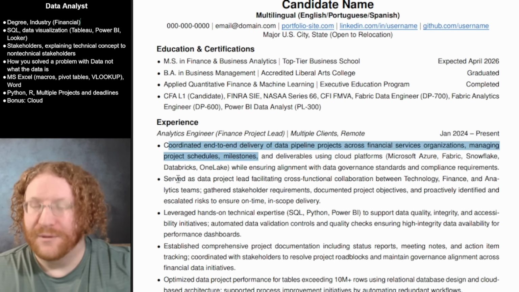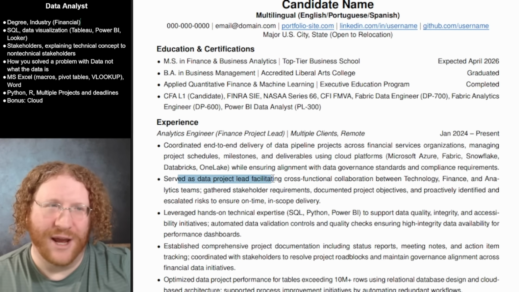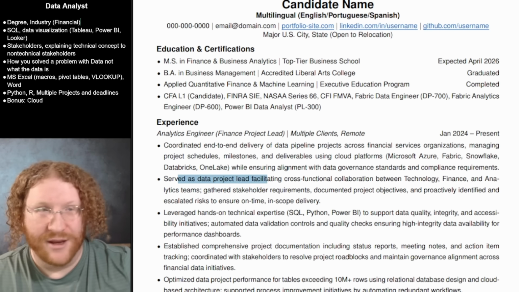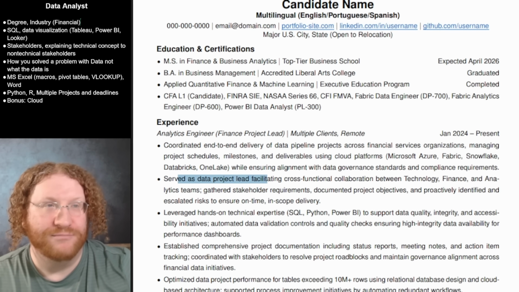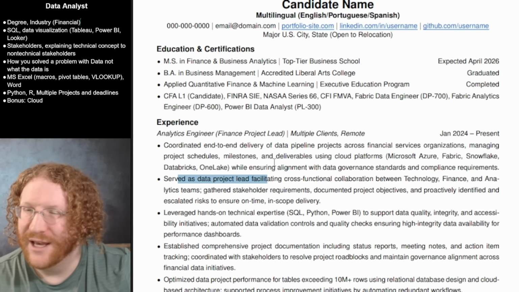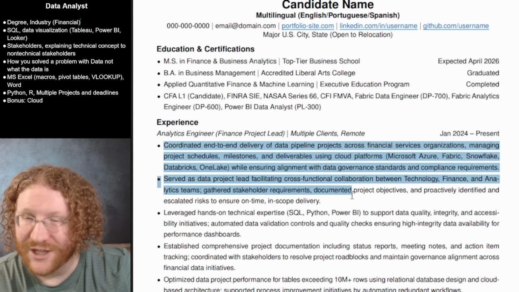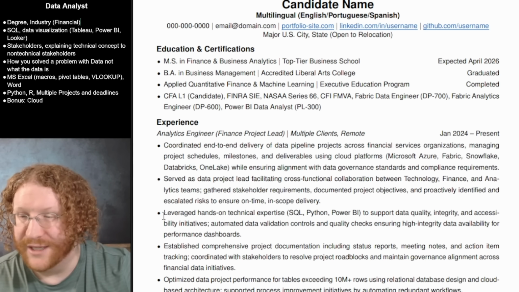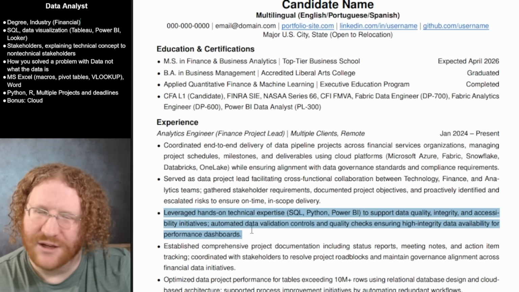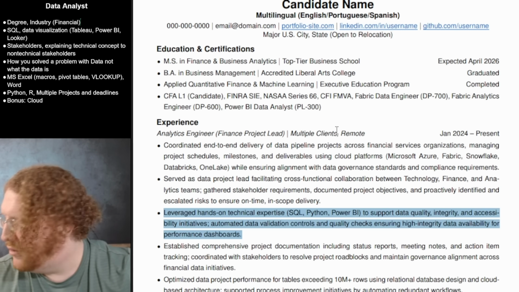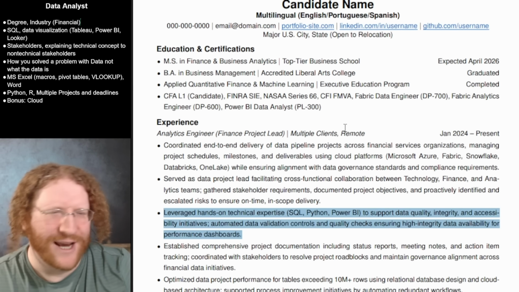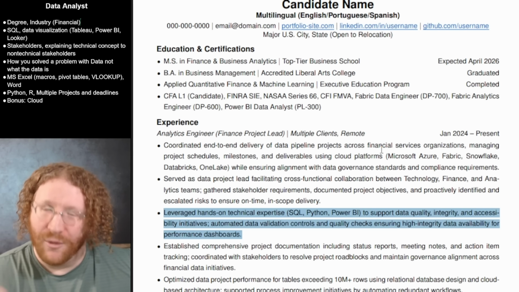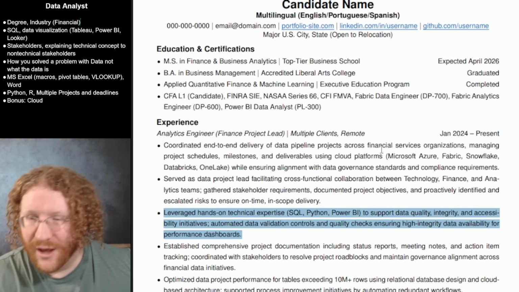So then here, project lead. Cool. I'm not really looking for leadership here. Cross-functional is great, but none of this stuff is related to, well, data analysis. In fact, the first thing I actually get to that is data analysis, besides cloud, which is a bonus, is down here. "Leveraged hands-on technical expertise." What do you mean leveraged hands-on technical expertise? That's a nonsense sentence. Just say used SQL, Python, Power BI to X.